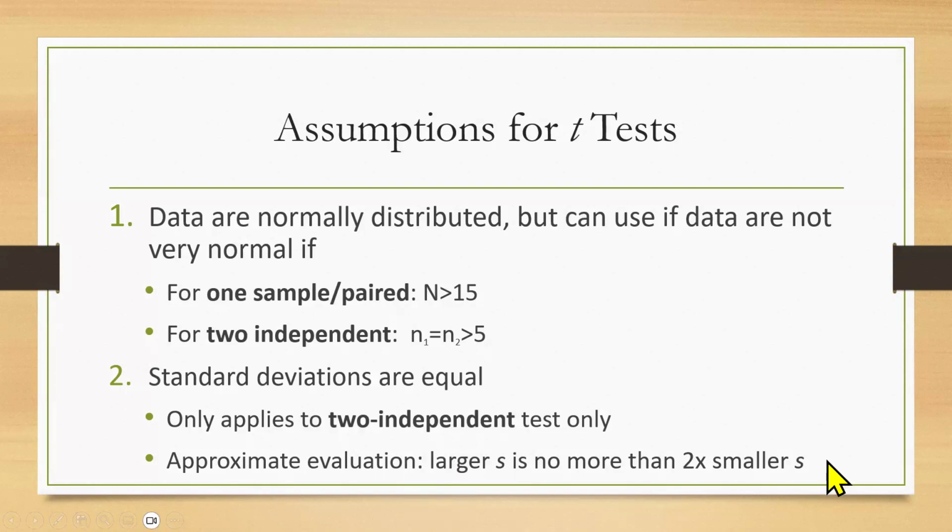All right, so suppose we have two samples and one of them has a standard deviation of 5 and the other one has a standard deviation of 7. The larger standard deviation is no more than twice the size of the smaller one. So the larger one is 7, the smaller one is 5. If we take 5 and multiply it times 2, we get 10. So between 5 and 10 is the range where we can have our other standard deviation and they're close enough that we can do this test.